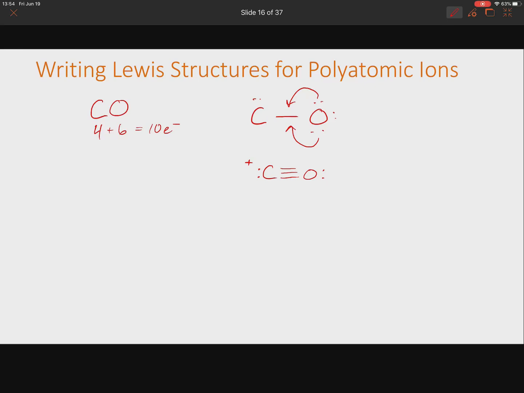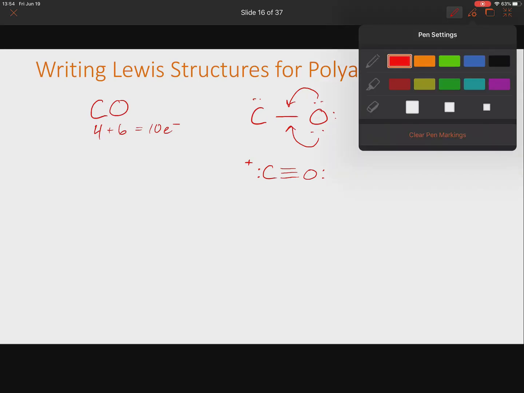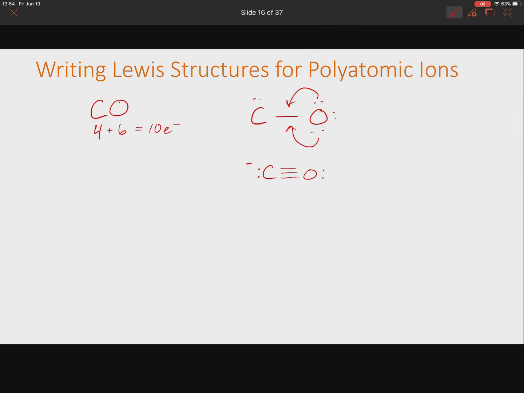I lie, I'm sorry. Carbon has a negative charge. You wouldn't necessarily need to know that. Oxygen has a positive charge, so this is a neutral molecule, carbon monoxide, but showing it just like that would be just fine.